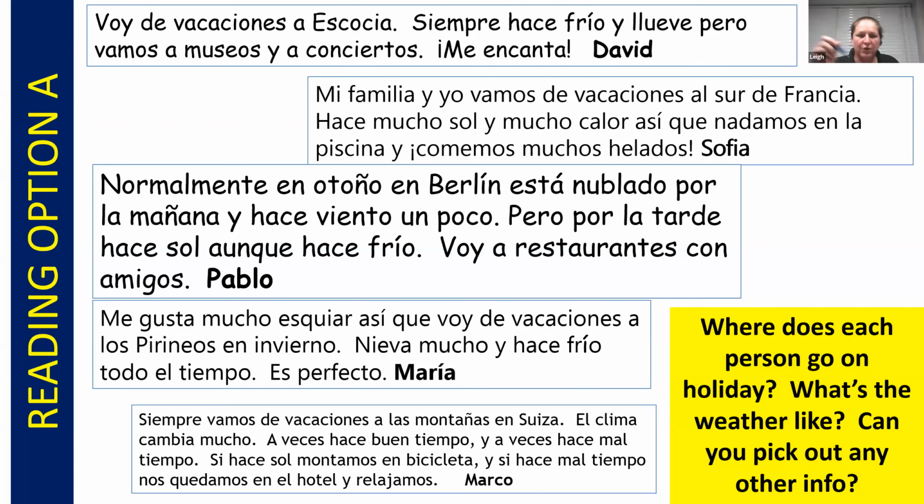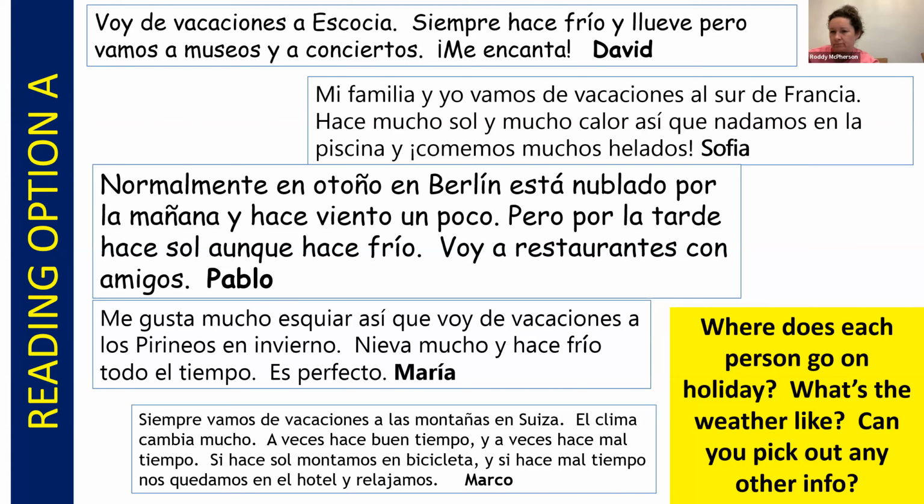Can I just check? Sorry. So si hace sol is if it's sunny. And then montamos is we ride our bikes. Montamos, we get on our bike. Montamos is to mount, to get on. If it's sunny, we get on our bikes and ride. Montamos is to mount, but you wouldn't say I mount my bike. You would say I get on my bike. And that's we stay. Yeah. Okay.